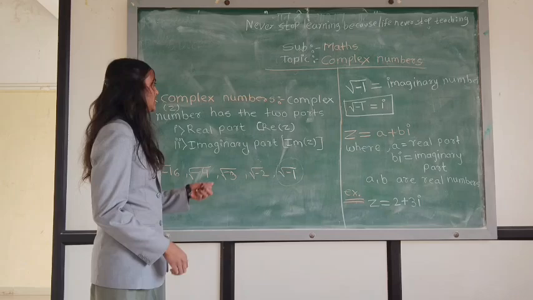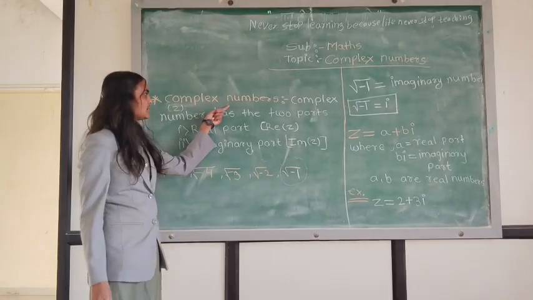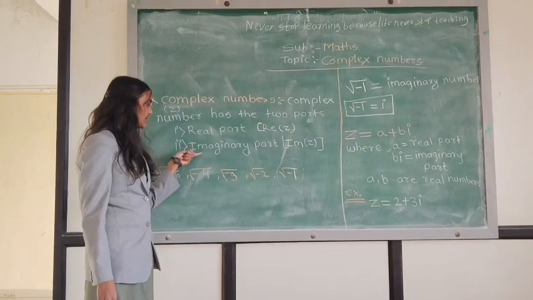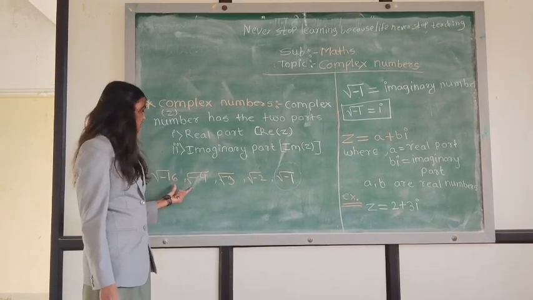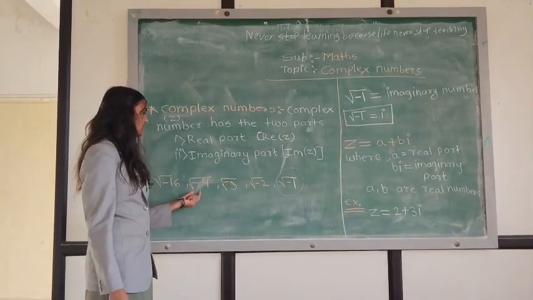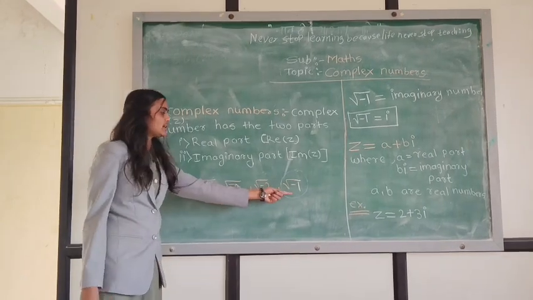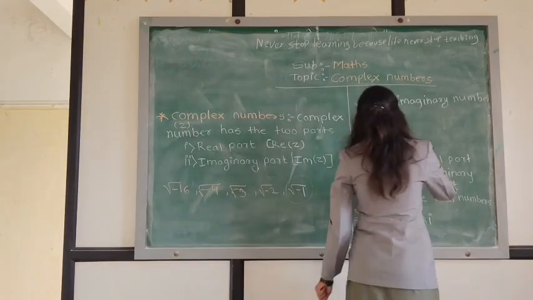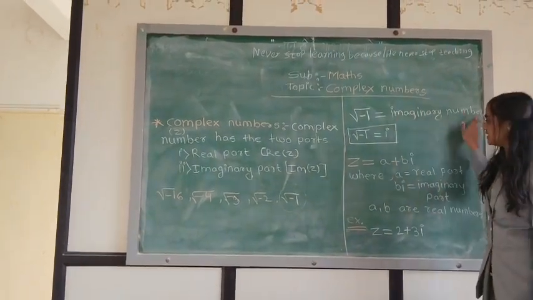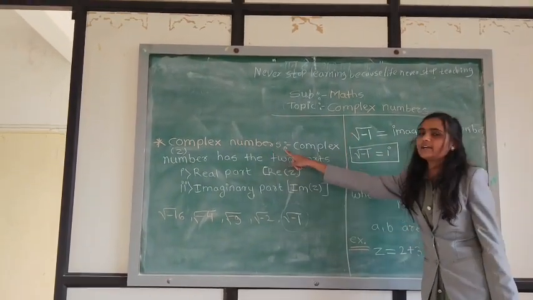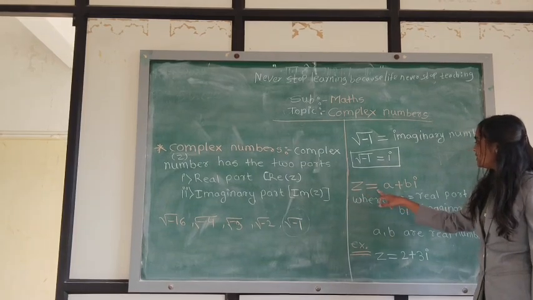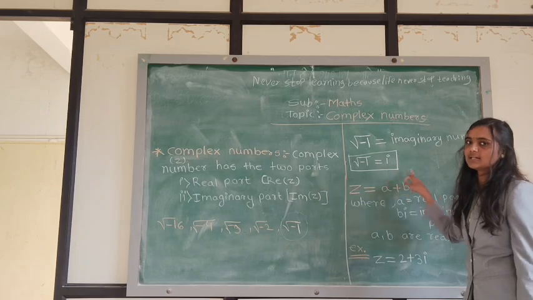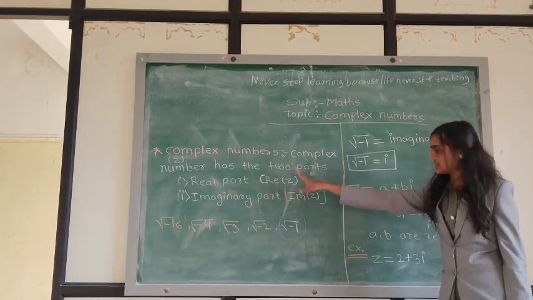In this way, we have studied complex numbers. Complex numbers are nothing but numbers which have two parts, that is the real part and the imaginary part. If we can't find the square root of minus 16, minus 4, minus 3, minus 1, then the square root of minus 1 is considered as i. That is, i is nothing but the imaginary number. So complex numbers are denoted by the letter Z, which is equal to a plus bi. This is the notation, the general form of a complex number.